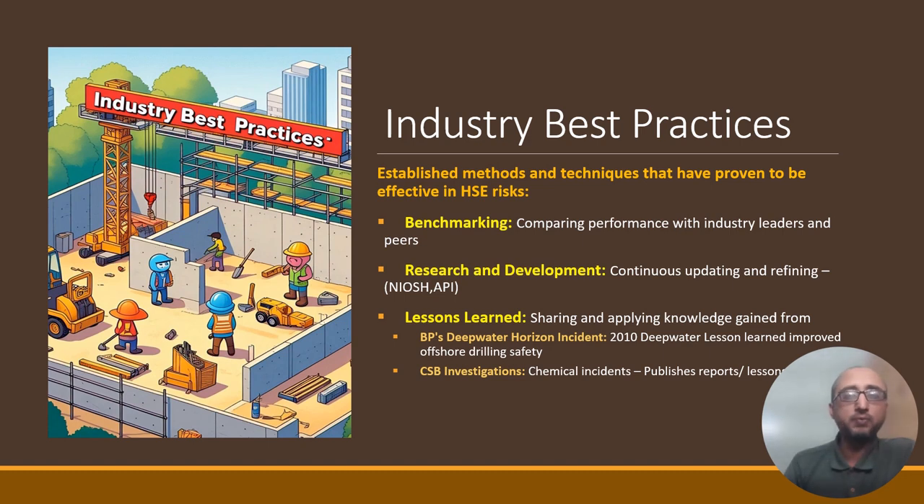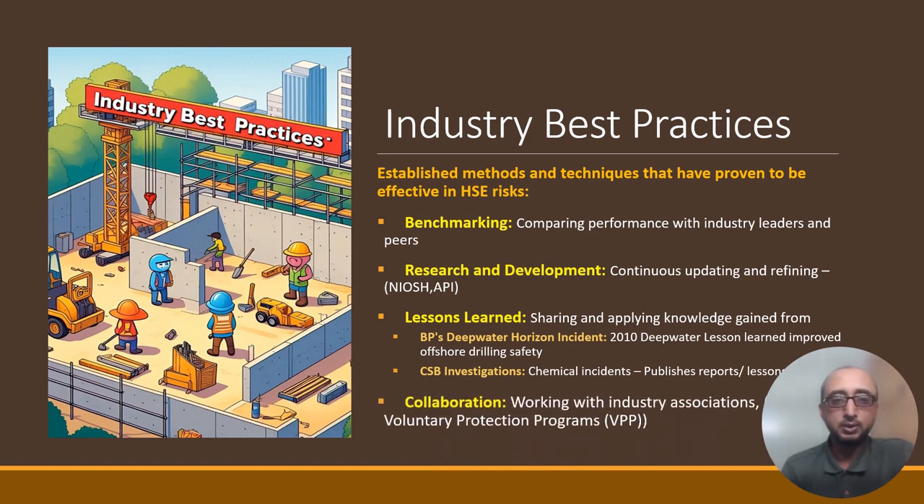Then there are lessons learned. We can learn lessons from past incidents, maybe in our organization or other organizations. So we can learn what happened there, what went wrong, and how we can avoid the reoccurrence. So lessons learned are techniques we can use to improve our health and safety. Then there is collaboration. Basically, in the industry, we can collaborate with other partners or bodies like OSHA to make our health and safety more effective.